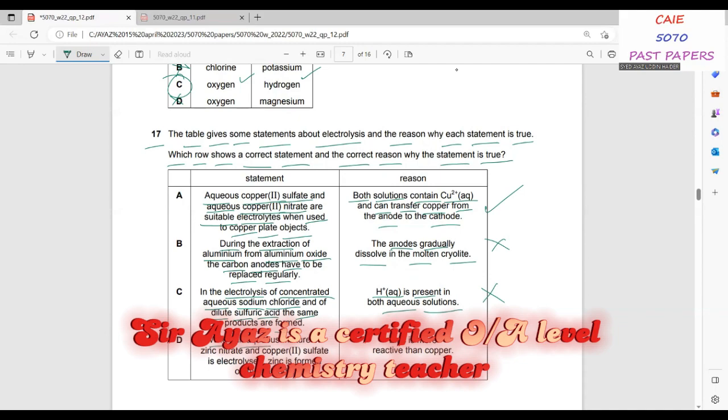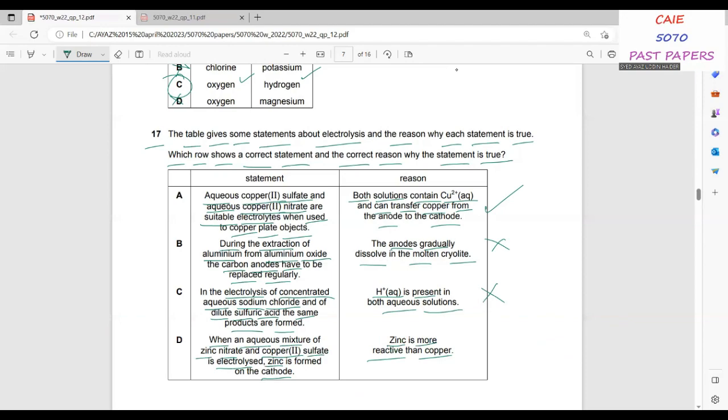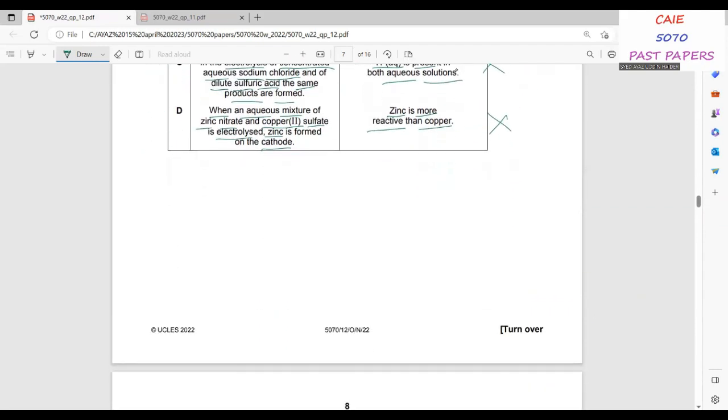D. When an aqueous mixture of zinc nitrate and copper 2 sulfate is electrolyzed, zinc is formed on the cathode. Reason: zinc is more reactive than copper. The reason is correct. Zinc is more reactive than copper, but it does not form at the cathode. Copper is formed at cathode. So this is again wrong. We have only one statement as correct, which is A.